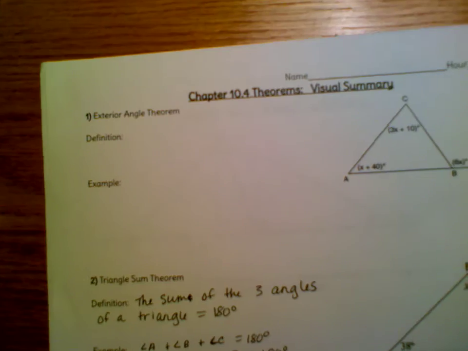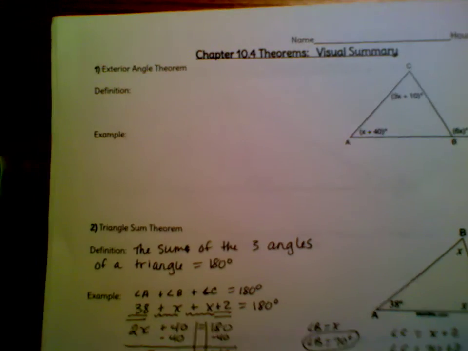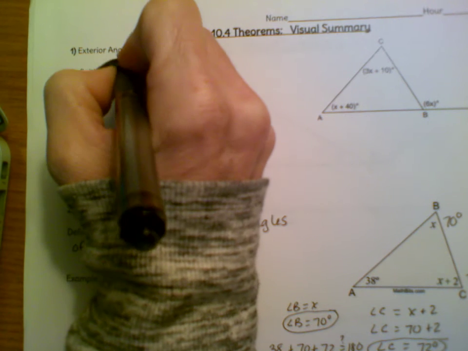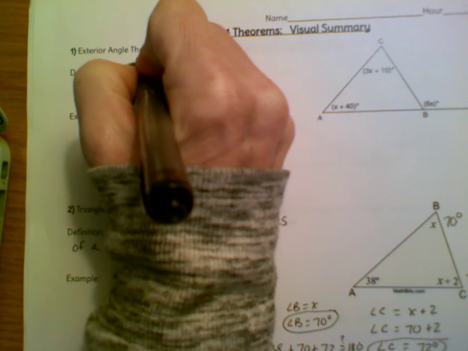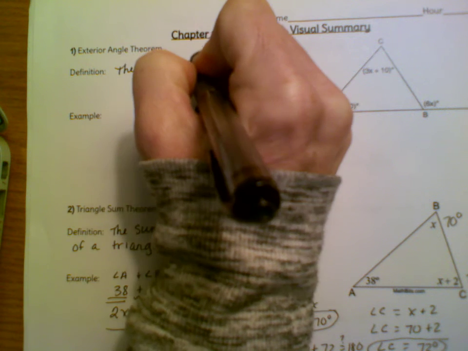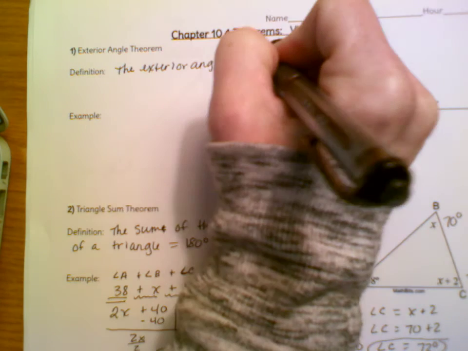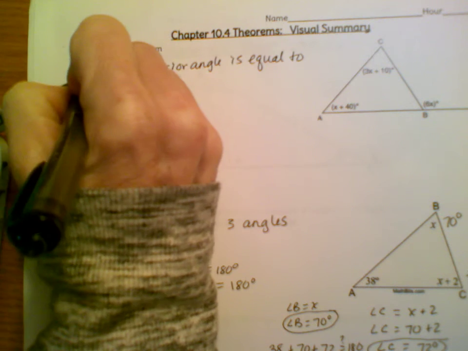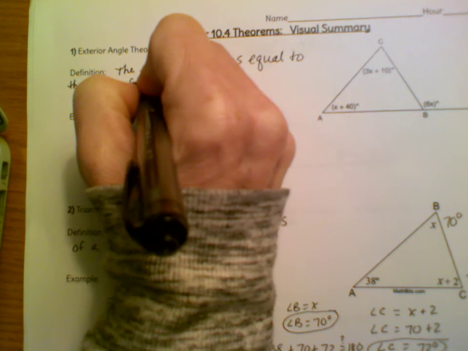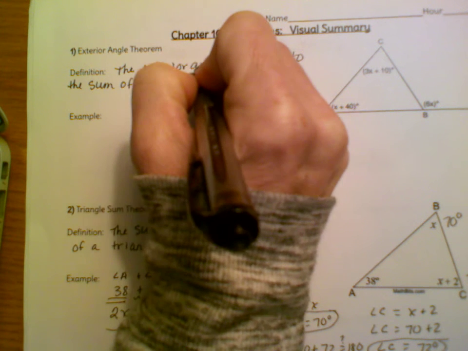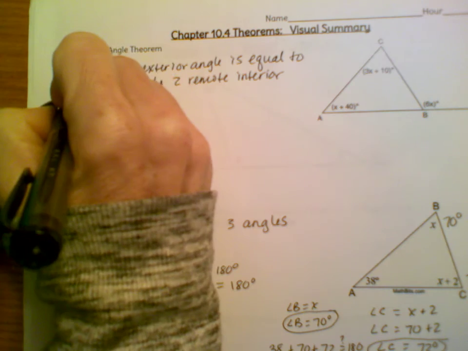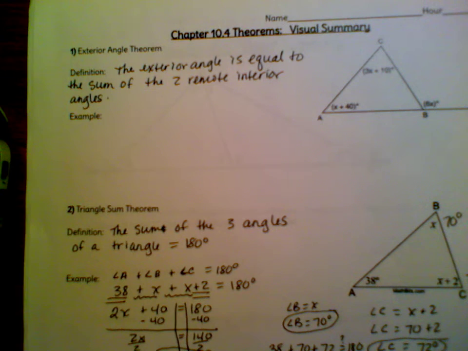Okay, the other one is called the exterior angle theorem that we're going to be working with today. This one's a little trickier. So first let's get the definition. It says that the exterior angle is equal to the sum of the two remote interior angles. Okay, let's talk through that.